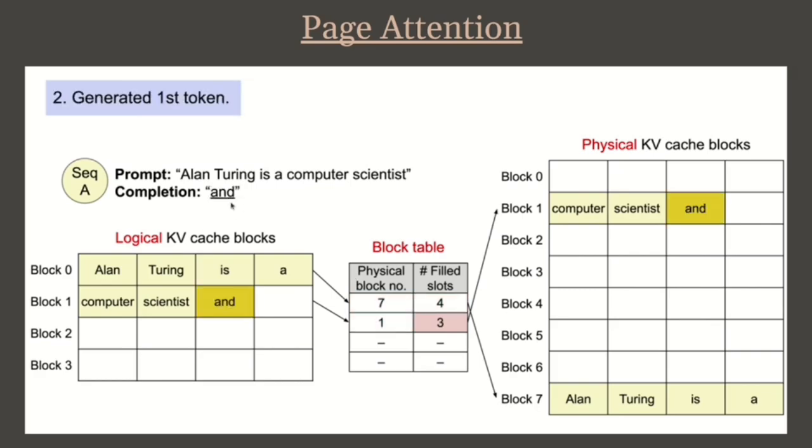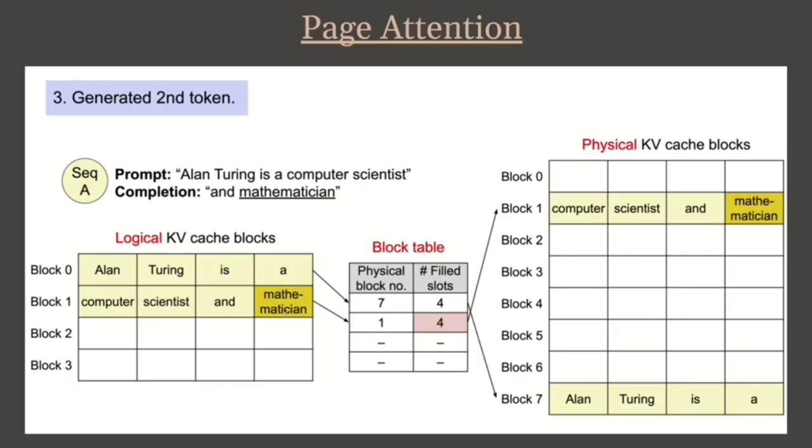And when we generate the next word by the AI, it will be stored here and also in the physical KV blocks, and our block table gets updated. We can see that in the previous one our filled slots was 2 and now it's 3. So our 3 blocks, or slots, are filled. And when the new prompt is generated, the data is stored just like that.